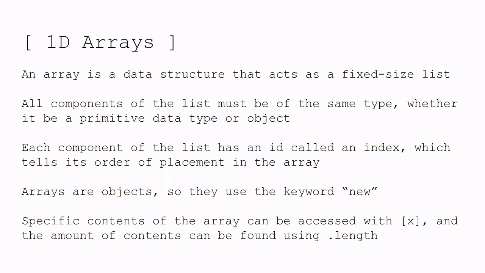Since arrays are objects, they use the keyword new. Keep in mind, since they are objects, they also follow the other rules from objects, which means that they are passed by reference instead of value. This means that if you were to pass an array to a function to be altered, it would change the actual array and not create a copy of it.